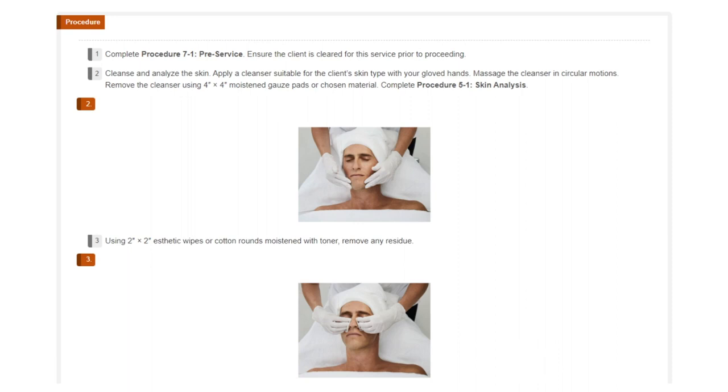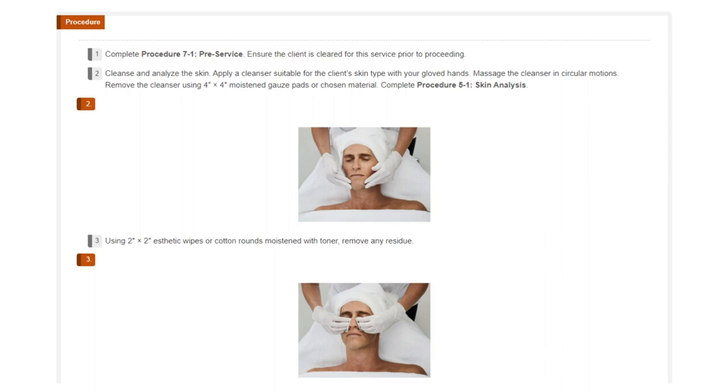2. Cleanse and analyze the skin. Apply a cleanser suitable for the client's skin type with your gloved hands. Massage the cleanser in circular motions. Remove the cleanser using 4x4 moistened gauze pads or chosen material. Complete procedure 5 to 1, skin analysis.